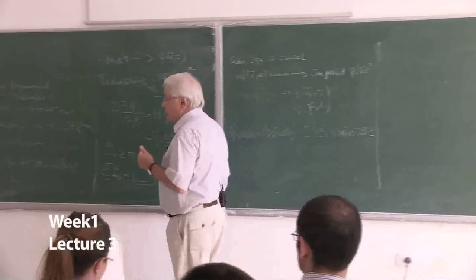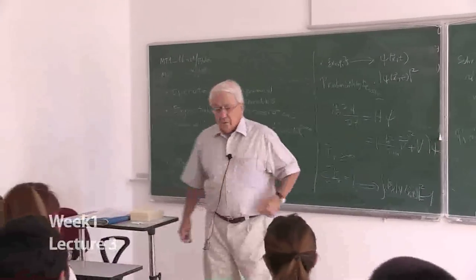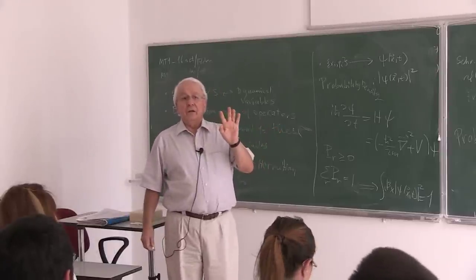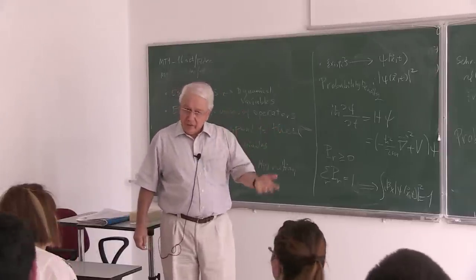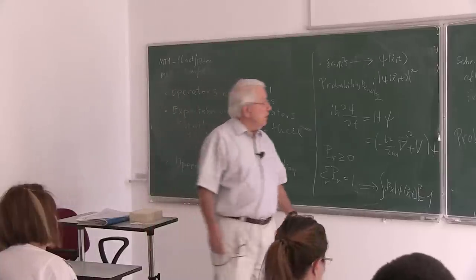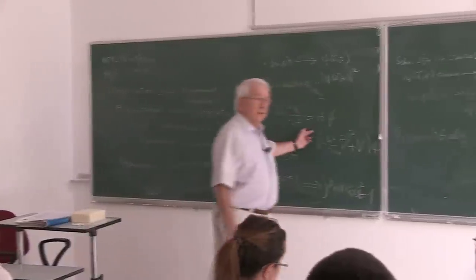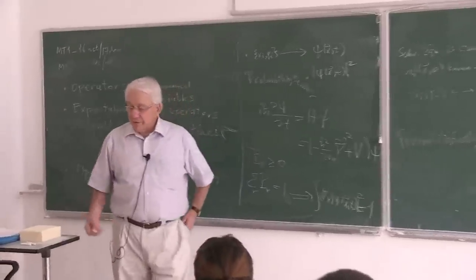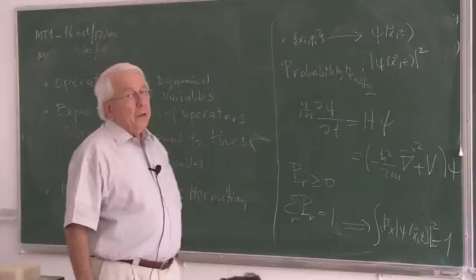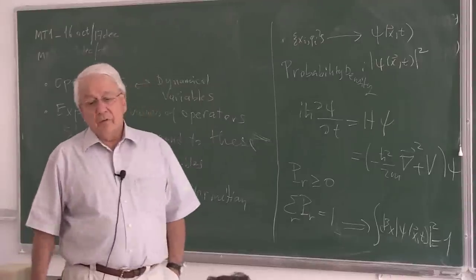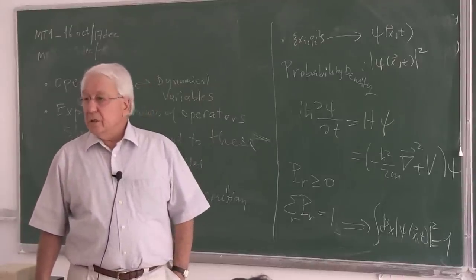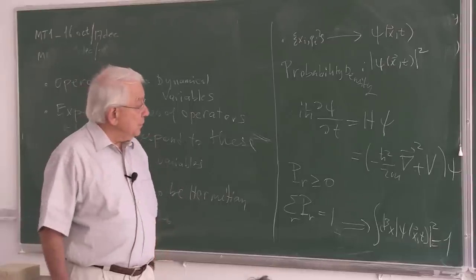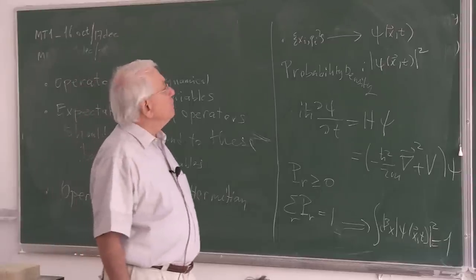Okay, let's continue. So we have the concept of state and dynamical variables have been radically changed, and there is an equation which is like a wave equation, but not a wave equation. It's sort of a very characteristic equation. And expectation values of the dynamical variables are the ones which correspond to classical dynamical variables. And that's why we had to choose the operators to be Hermitian.